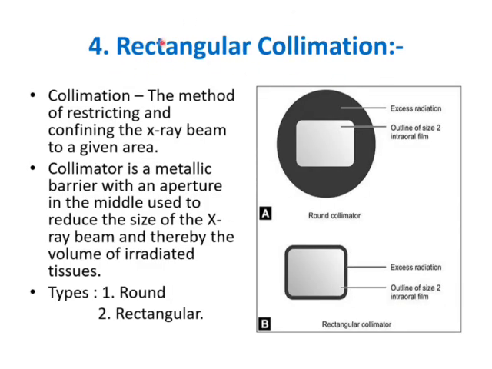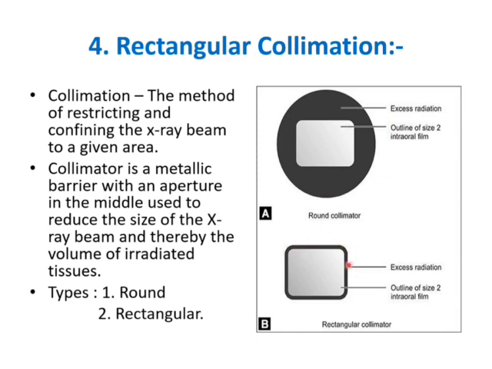So what is collimation? It is a method of restricting and confining the X-ray beam to a given area. So a collimator is a metallic barrier with an aperture in the middle used to reduce the size of the X-ray beam and thereby the volume of the irradiated tissue. So what are the types? You have round and rectangular type. So this is a round type collimator and this is a rectangular collimator.